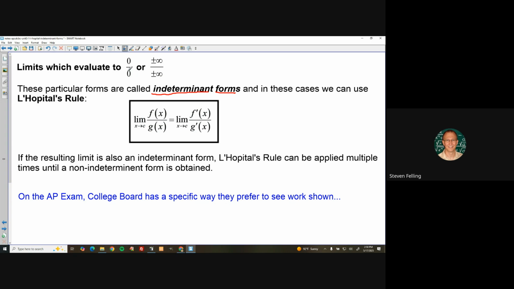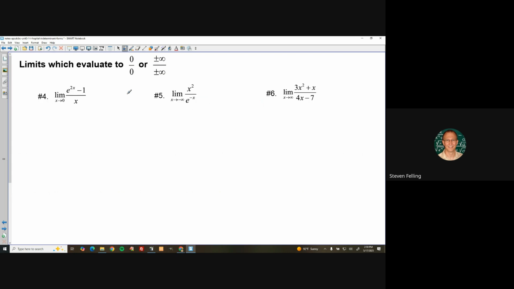But if you get another indeterminate form, you can apply L'Hopital's rule over and over again until you finally get a number that is not in an indeterminate form. Now, on the AP exam, College Board has a very specific way they want to see work shown, at least the first time that you evaluate a L'Hopital's problem. So I'll show you that here in the next one.